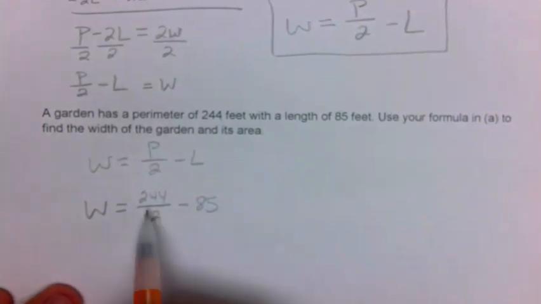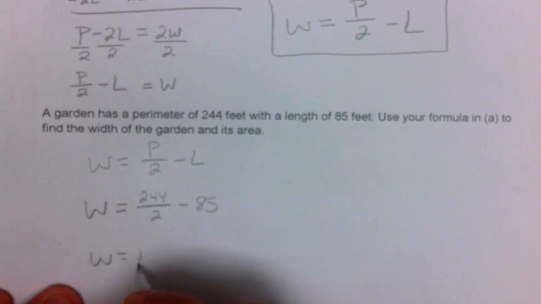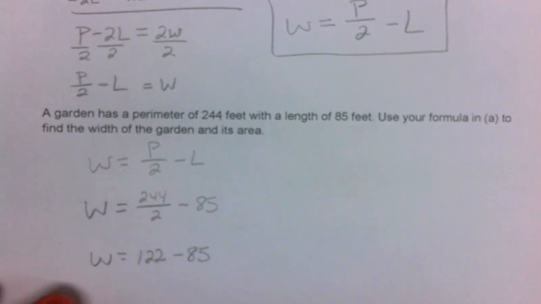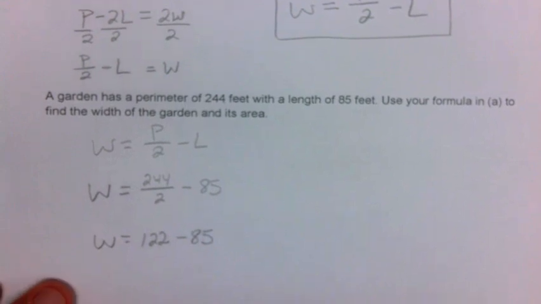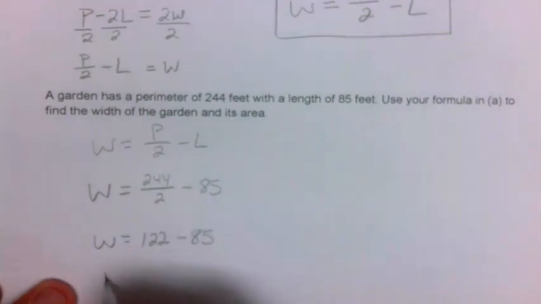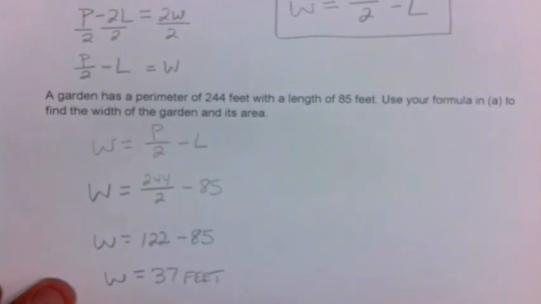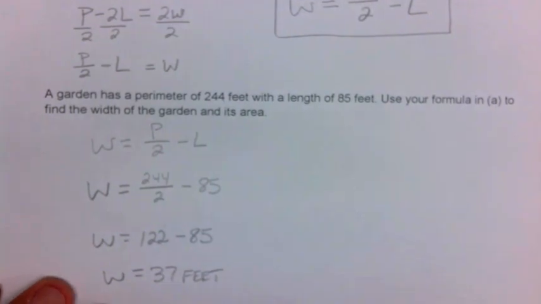Following order of operations, I'm going to divide 244 by 2. Well, 244 divided by 2, W equals 122 minus 85. And now to figure out what the width is, I'm just going to subtract 122 and 85. W equals 37 feet. The width of the rectangle is 37 feet.